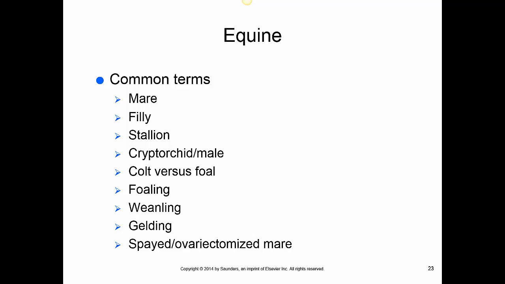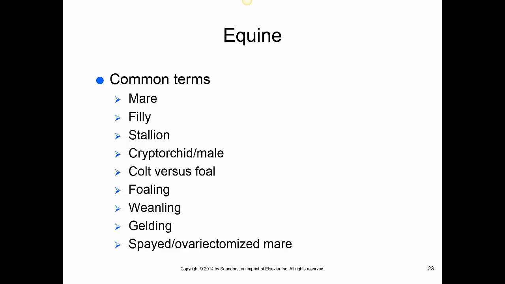Cryptorchid is a male horse with a retained testicle. And the book makes a distinction between a stallion and a cryptorchid. I really haven't noticed that in the equine world because we call them all stallions, but probably technically they're right that a male with 1 or 2 retained testicles should properly be called a cryptorchid and not a stallion. A colt is a sexually immature, non-active male horse, so they're young, before puberty.